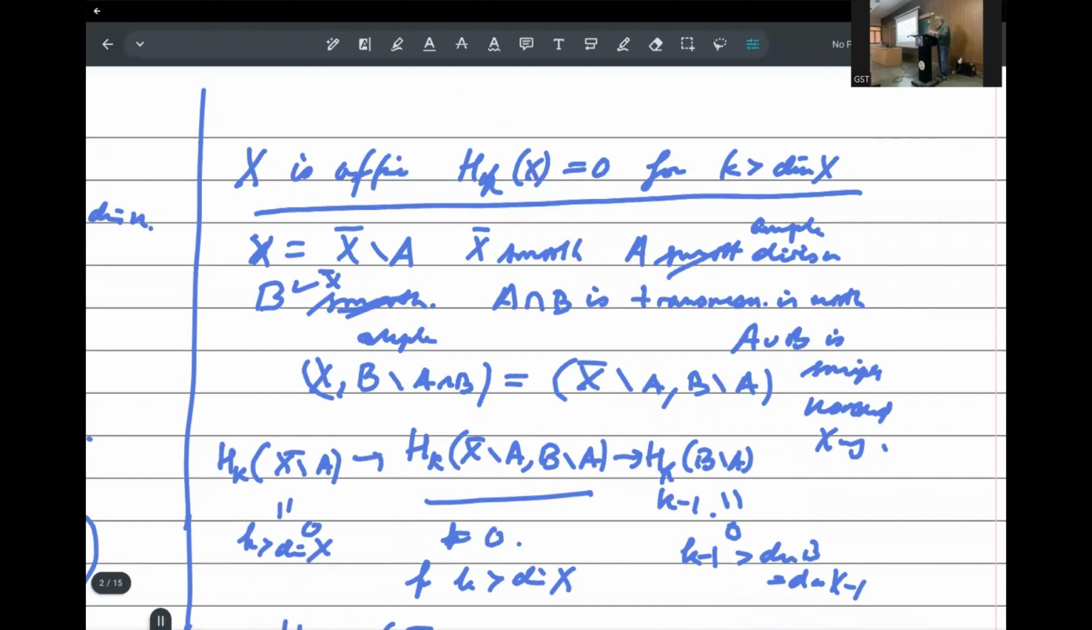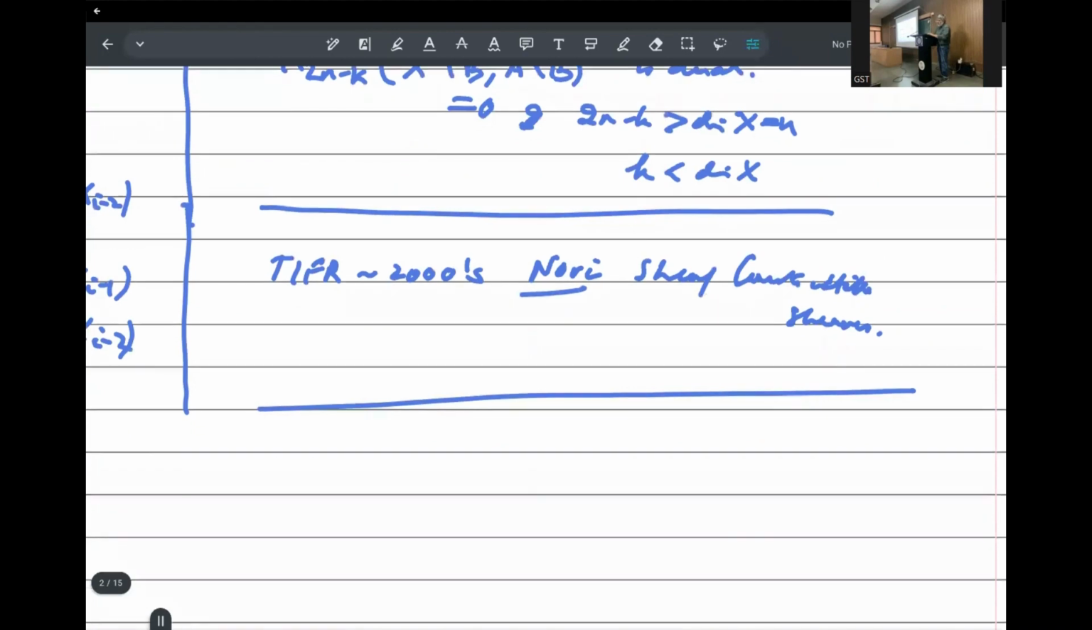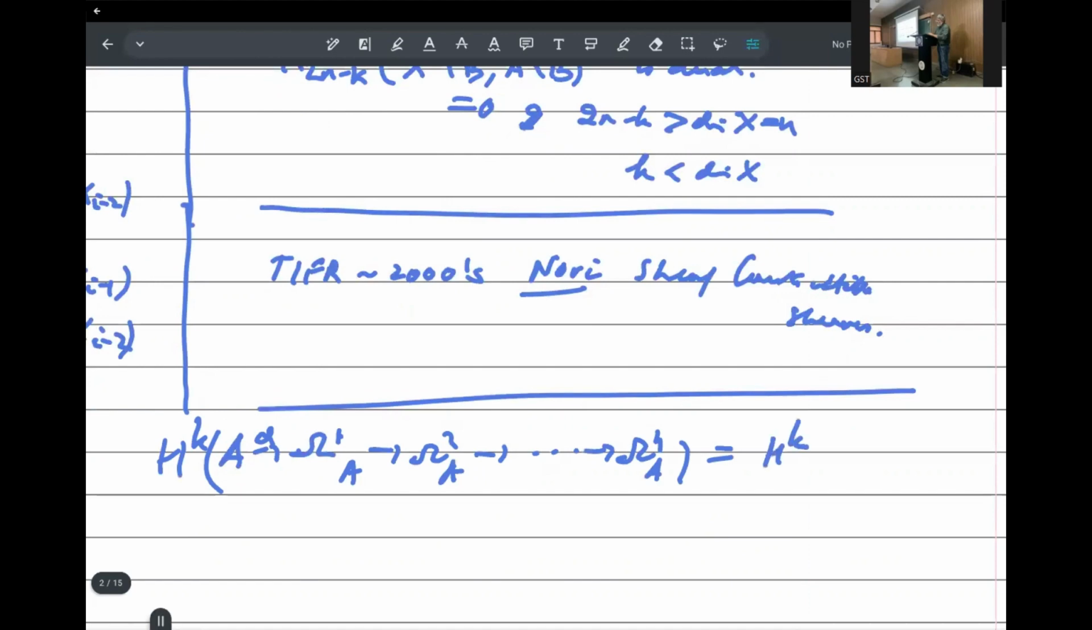So maybe I should just remark that if I have a smooth affine variety, Grothendieck's theorem says that if I look at the complex, A goes to differential forms omega 1 of A, etc., then the cohomology of this complex is the cohomology of the space. This is called Grothendieck's algebraic de Rham theorem. So maybe at some point somebody will give a talk on it.